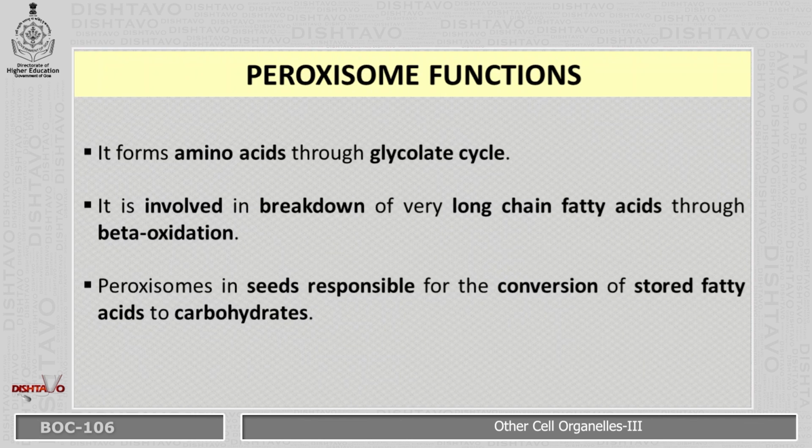Let us see the functions of peroxisome. It forms amino acids through the glycolate cycle. It is involved in the breakdown of very long chain fatty acids through beta oxidation. So, peroxisome structures are very important because they are involved in the breakdown of long chain fatty acids, that is called beta oxidation. Peroxisomes in seeds are responsible for the conversion of stored fatty acids to carbohydrate.